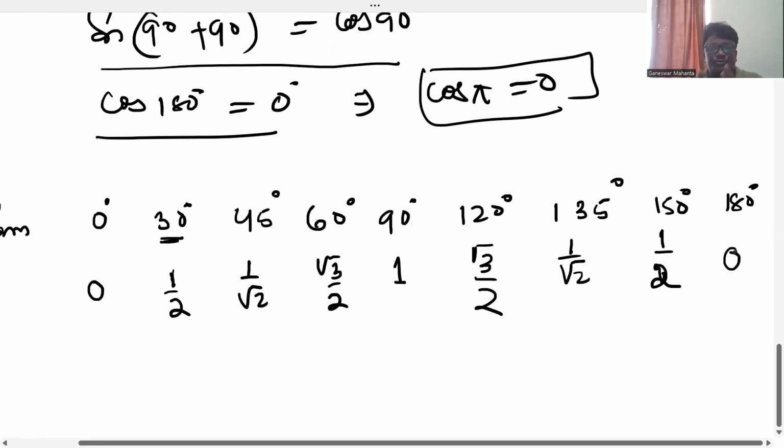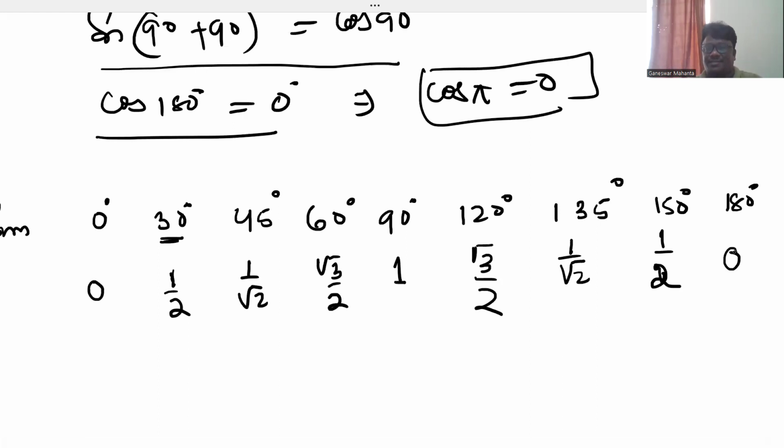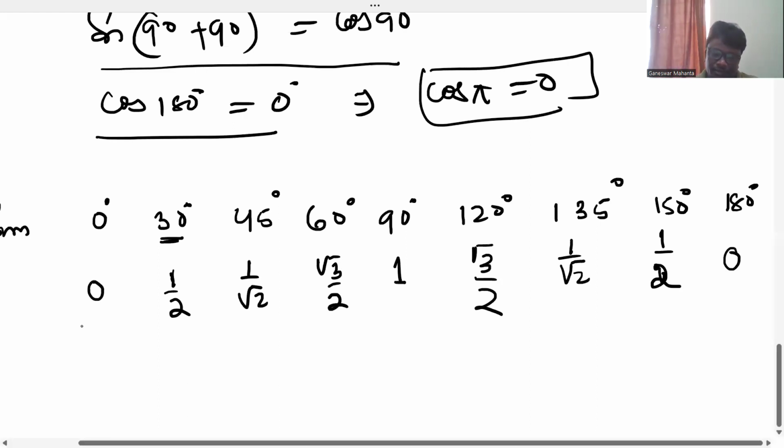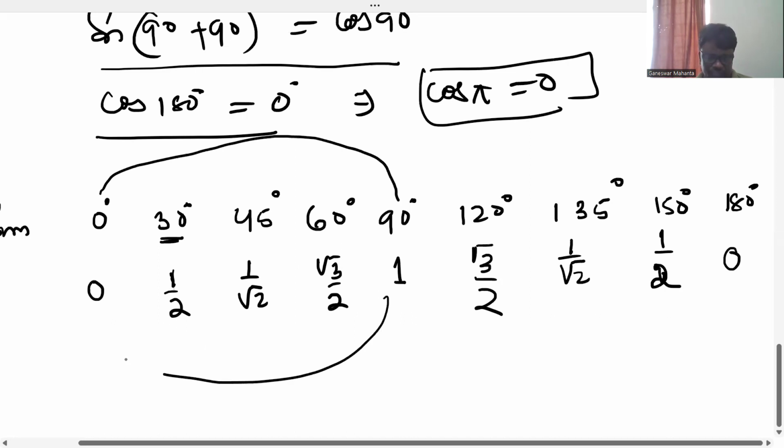To remember all the angles of sine theta, from 0 up to 90 degrees, just remember this one condition: 0, 1 by 2, 1 by root 2, root 3 by 2, 1. Again, reverse these values: root 3 by 2, 1 by root 2, 1 by 2, and 0.